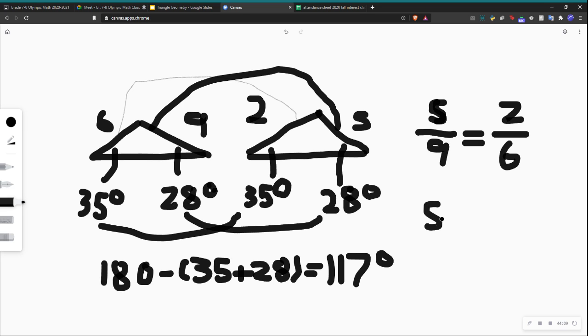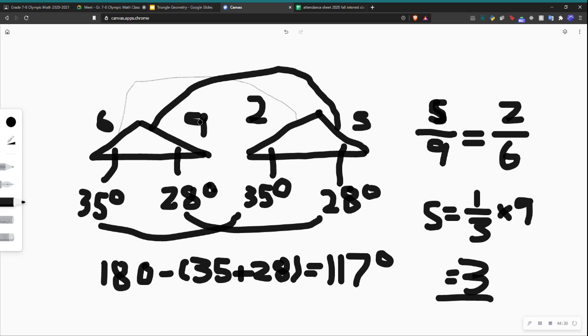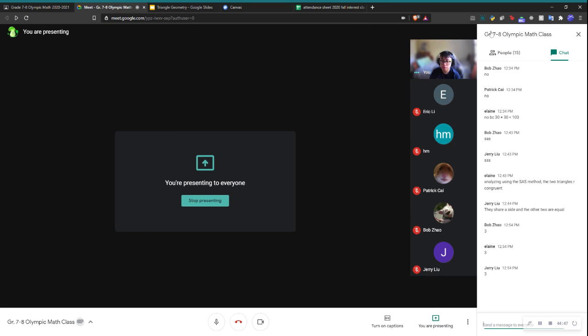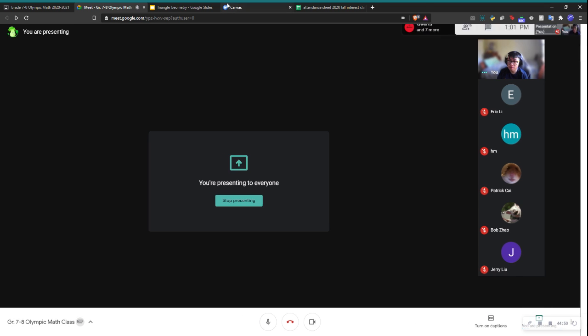So if we solve for S, we just get 2 over 6. We can simplify it to 1/3. And we multiply both sides by 9 to get rid of the 9 in the denominator right here. And if you solve for that, you get S is equal to 3. All right, so that's the value of S. Any questions about this? No questions? Check the chats. No. Just saw a bunch of threes.